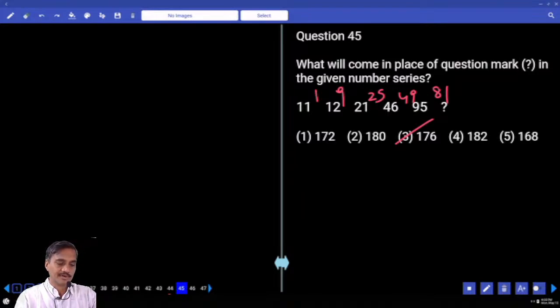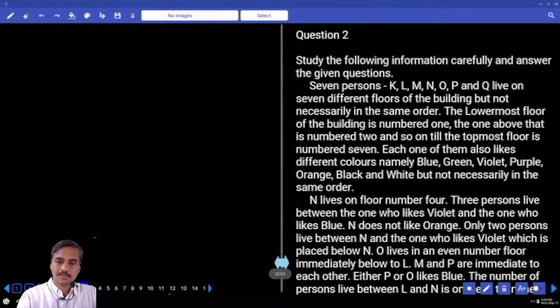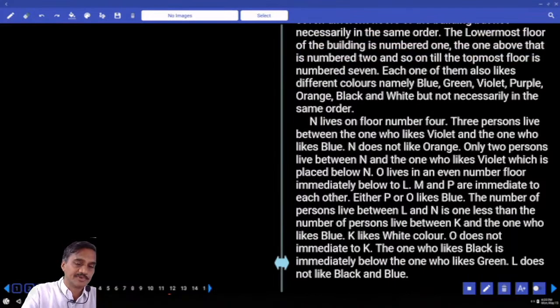The next one, RRB PO prelim, question numbers 1 onward. How many people are there in this? There are 7 people, K, L, M, O, P, Q, R, and they are living on 7 different floors, and each one of them likes a different color as well.